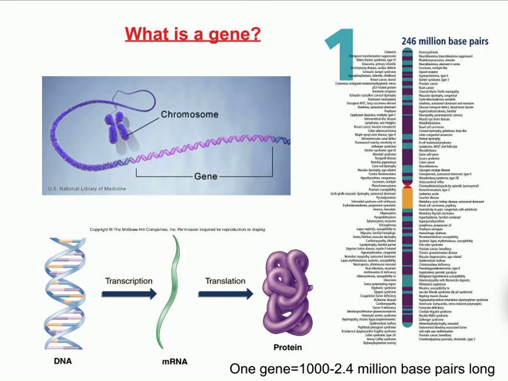And you can see here, I've put up an example where it shows the genes on chromosome 1. Chromosome 1 is 246 million base pairs long, and you can see the extensive list of genes that can be found on chromosome 1. So a gene is a segment of DNA that codes for a protein.